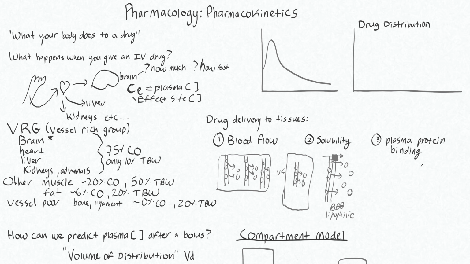And then plasma binding of the drug also has a big impact on how much of that drug will actually be delivered to the tissue. So let's say that these are albumin proteins, and then we have a drug that is highly bound to the albumin.